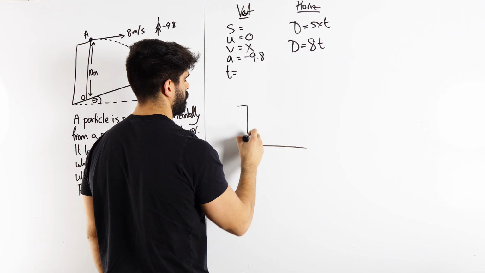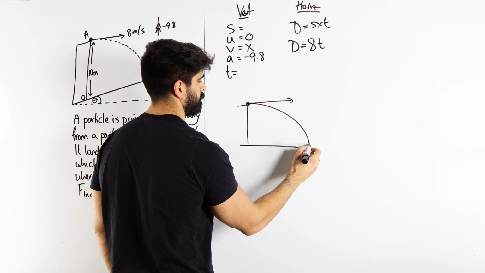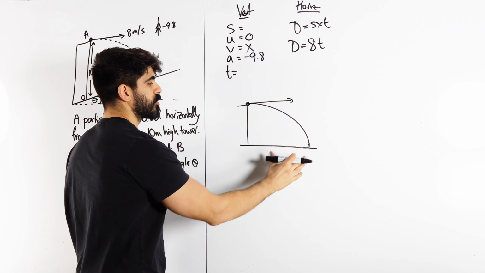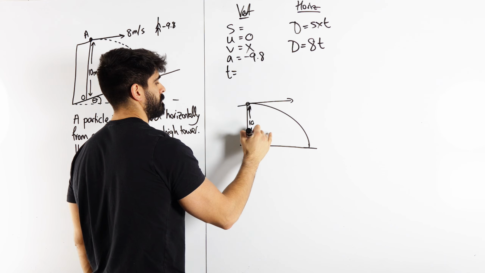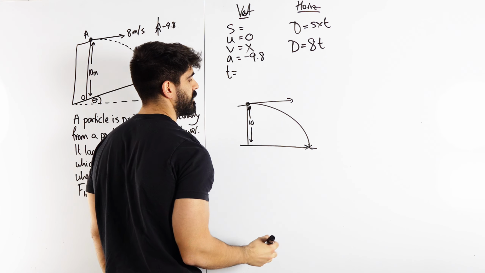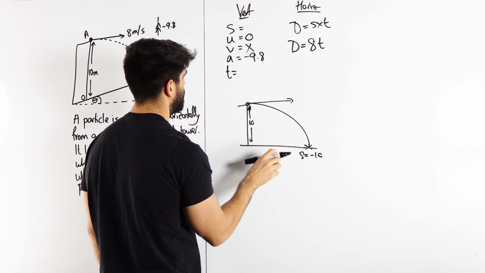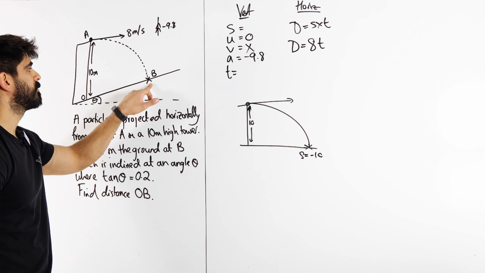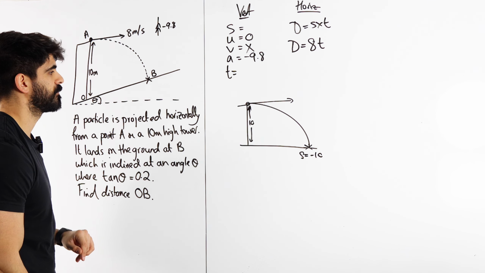Let's just think about what we would have done if it was horizontal. If it was horizontal, you would have used this 10, and you would have said, over here, S is minus 10 because you're below the point of projection. But over here, we don't actually have that distance. So it's a little bit different.